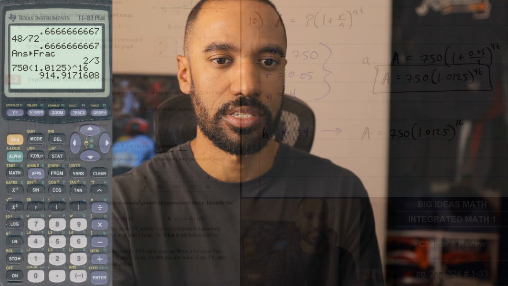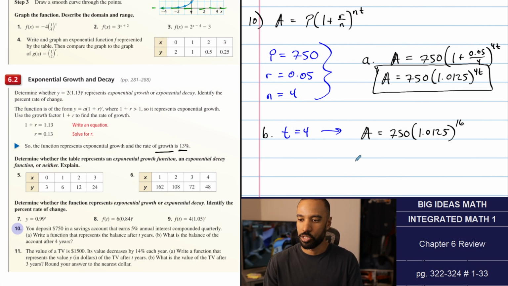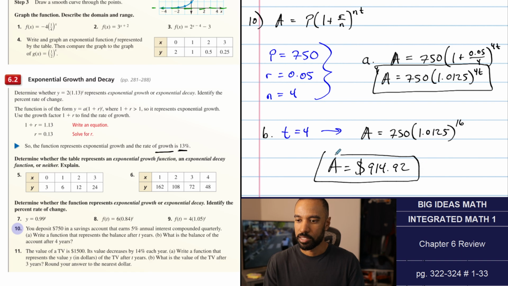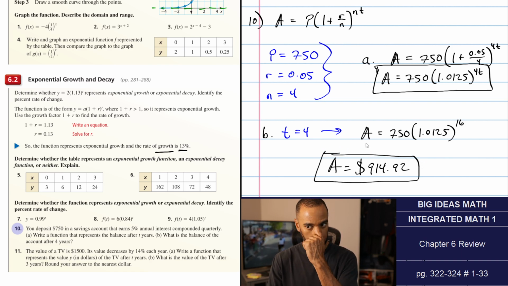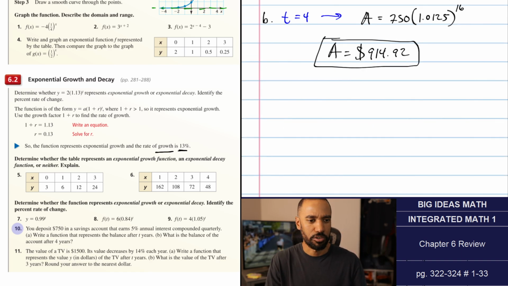That's what we can do with money, 2 decimal places. So I'll do 92 cents, $914.92. Like that. That's our accrued amount. If you put y equals whatever, that's fine. It's your final amount. Okay, number 11.